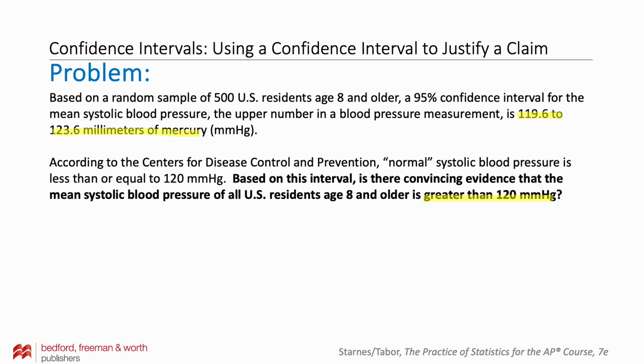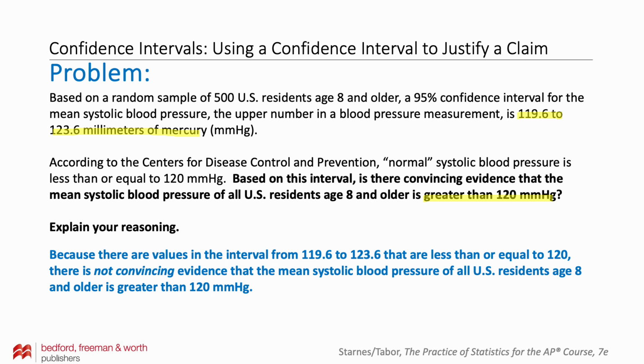Notice that 120 is within that interval, and there are values that are smaller. So the way that we would explain our reasoning, whether this is a convincing claim or not, we would say because there are values in the interval from 119.6 to 123.6 that are less than or equal to 120, there is not convincing evidence that the mean systolic blood pressure of all U.S. residents age 8 and older is greater than 120 millimeters of mercury.